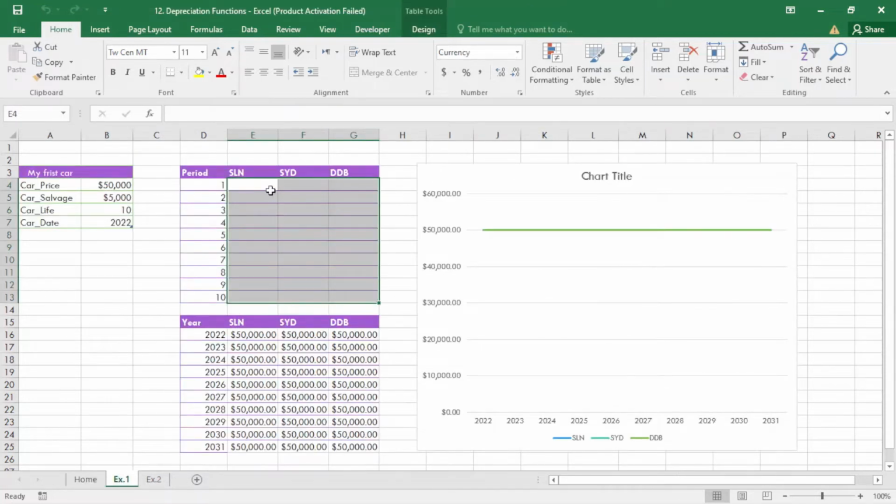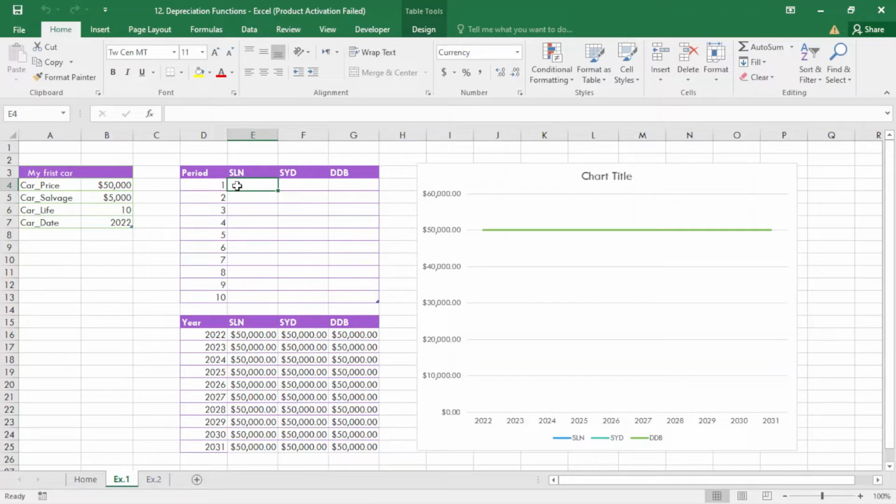So here you can see I have this function and this one. First, I have my first car. I buy this car for $50,000, and the salvage, so at the end of 10 years I can sell it for $5,000. So here I want to find how much it will lose in value during the period of years.